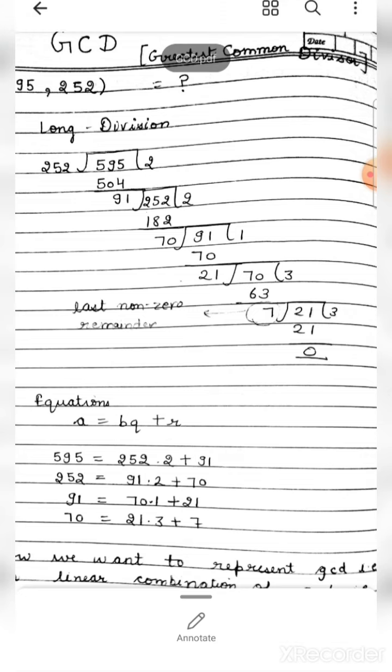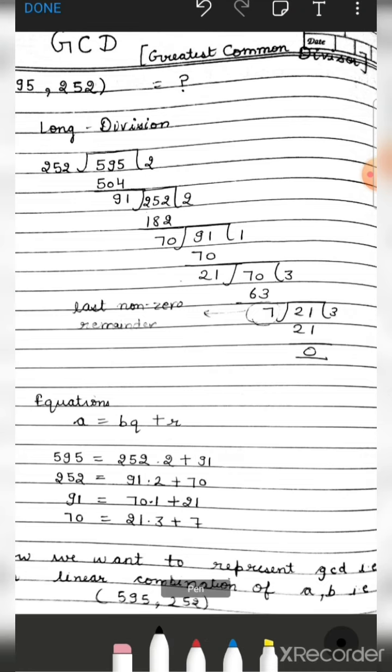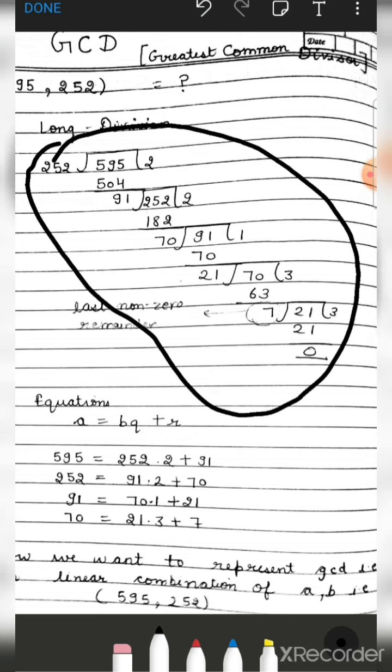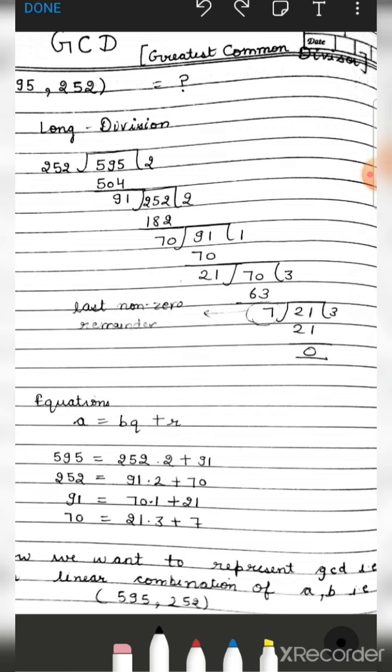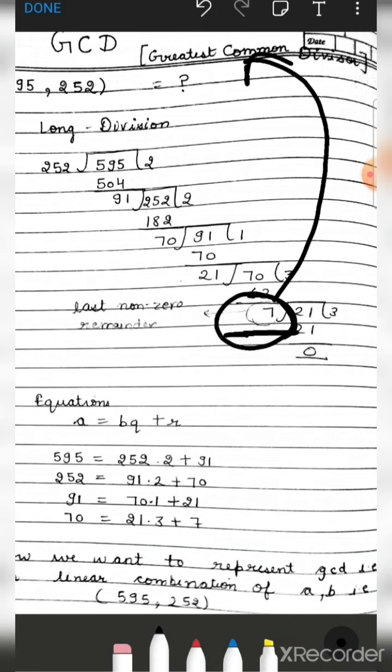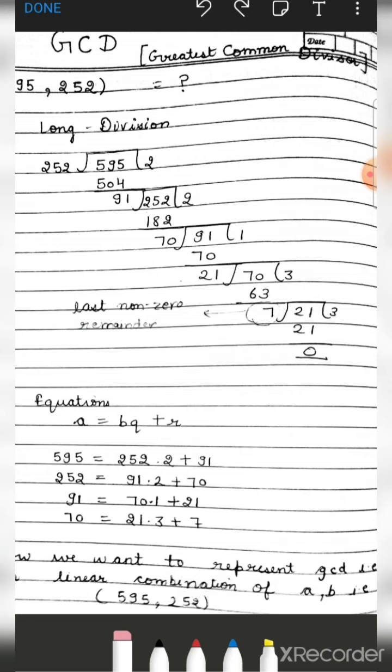We have learned the long division method in lower classes. See, this procedure is the long division. And in this, the last non-zero remainder, that is 7, will be our GCD, which we are looking for. So the second step is to write the equation using Euclid algorithm.